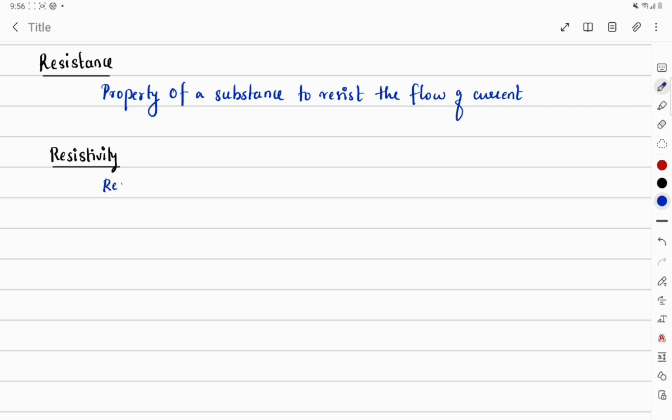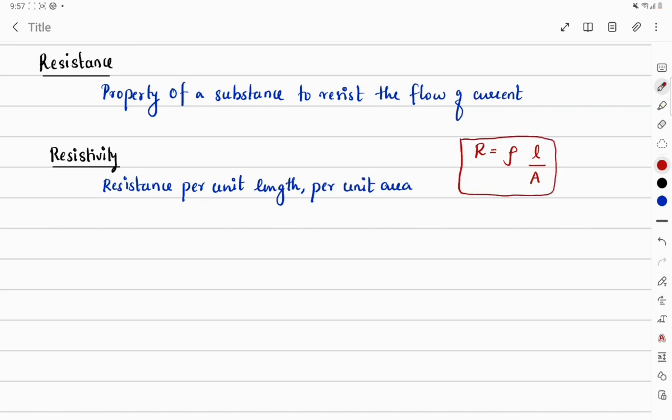So resistivity is resistance per unit length per unit area, which in effect means per unit volume. Area into length, you get the volume. So in effect, resistance per unit volume is called resistivity. Now you obviously know the equation which connects them. Resistance R is equal to resistivity rho into L divided by A. This is the equation connecting resistance and resistivity.